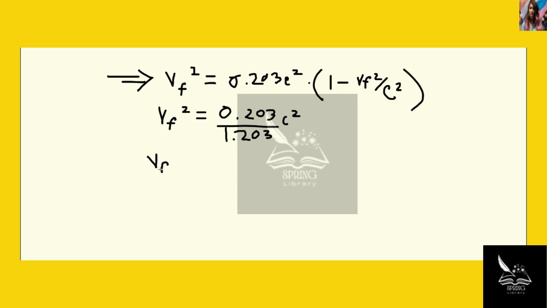Your final answer ends up being velocity is 0.41 times the speed of light. That's the velocity you want for your momentum to be double the initial value. And that's it.